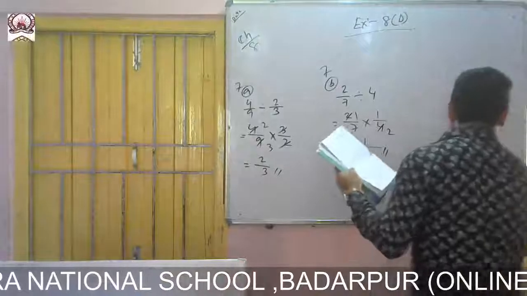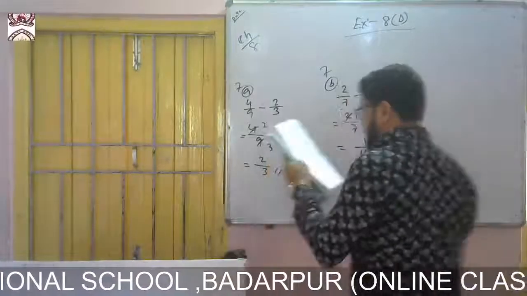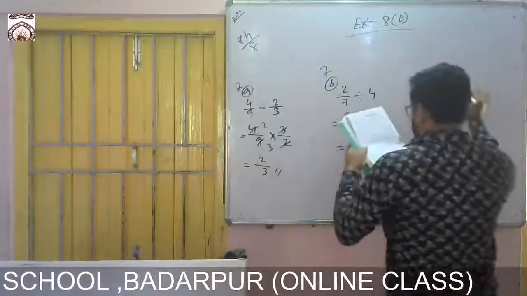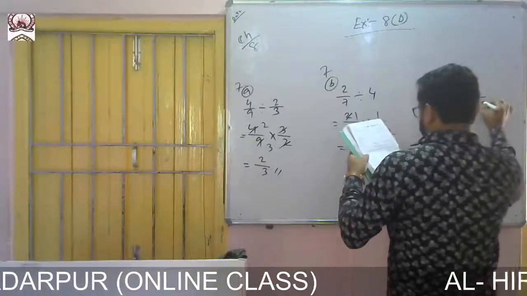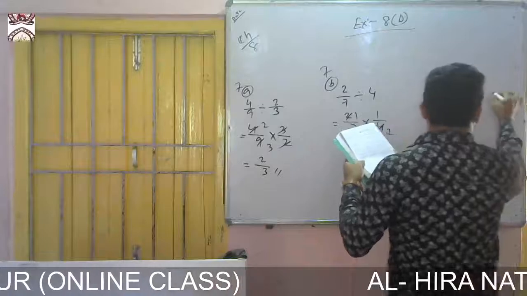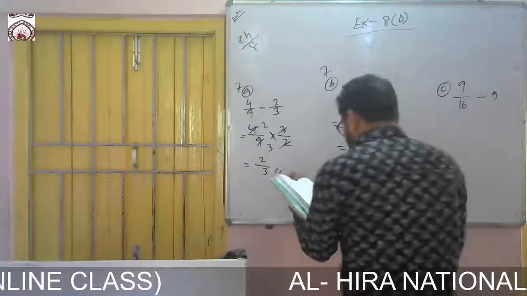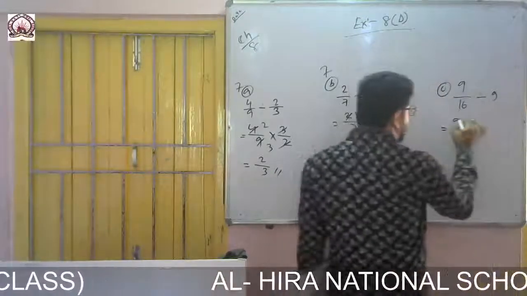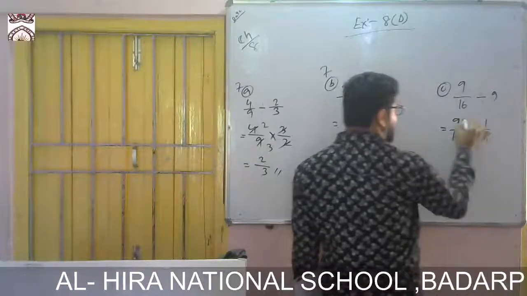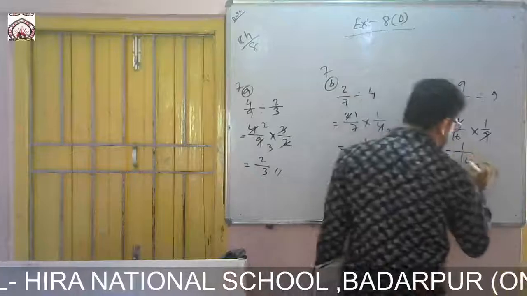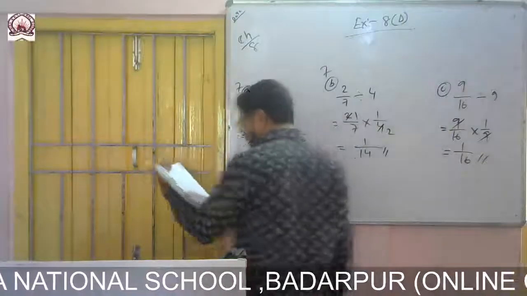So like this, all are in the same process. These all are the same. So 9 by 16 divided by 9. So it will be 9 by 16 into 1 by 9. Now this 9 cancels, remain 1 by 16, and that is the required answer.